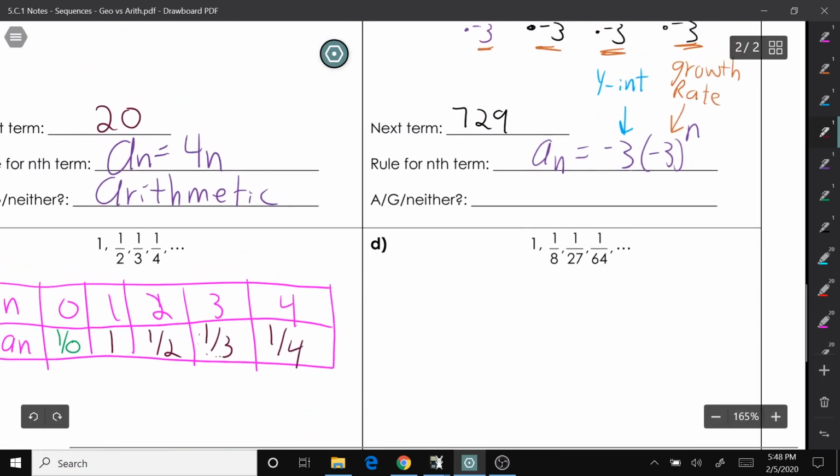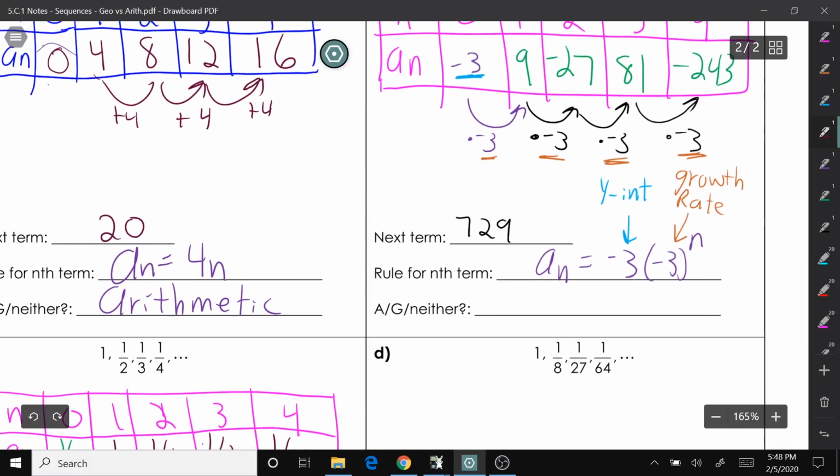Oh, it looks like for letter B, I forgot to tell us if it's arithmetic, geometric, or neither. Because we're multiplying by the same thing each time, it is geometric.